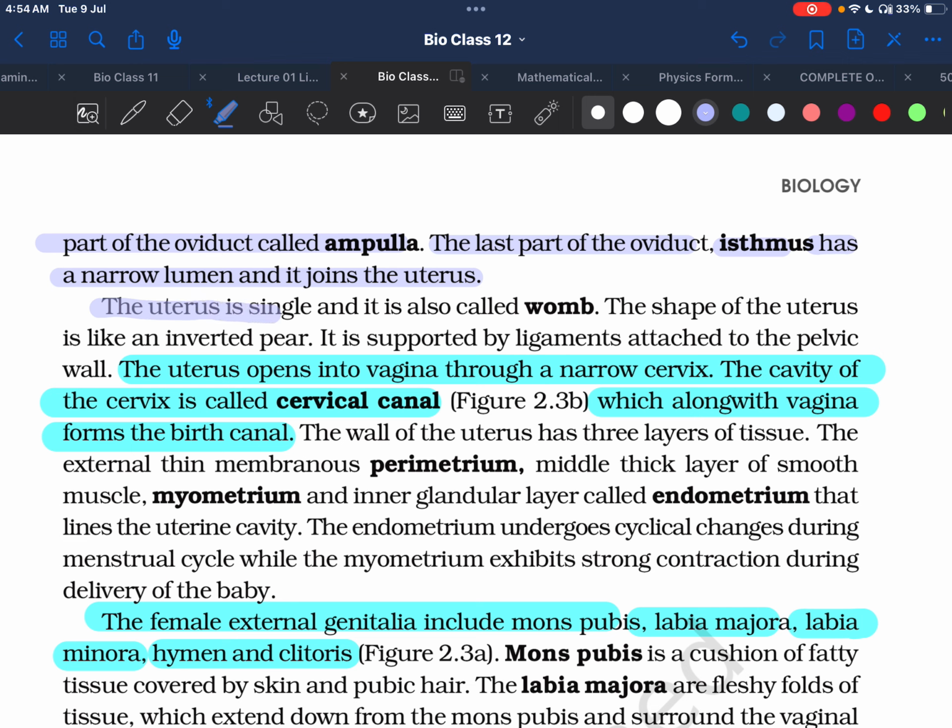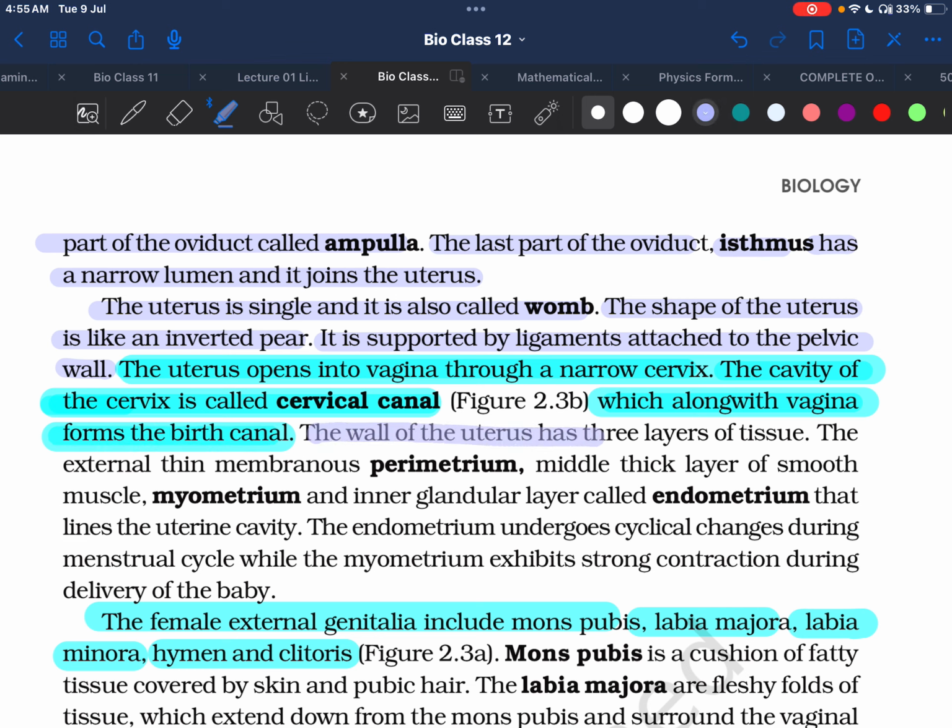The uterus is single and it is called the womb. The shape of the uterus is like an inverted pear. It is supported by ligaments attached to the pelvic wall. The uterus opens into the vagina through a narrow cervix. The cavity of the cervix is called the cervical canal, which along with the vagina forms the birth canal.